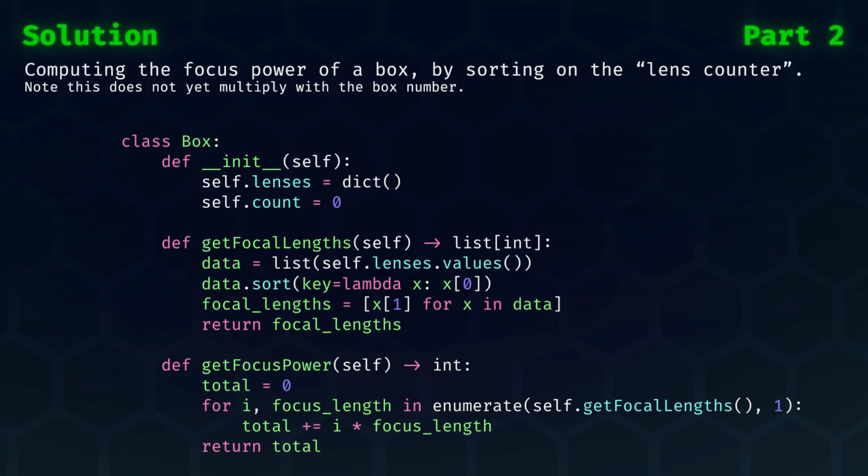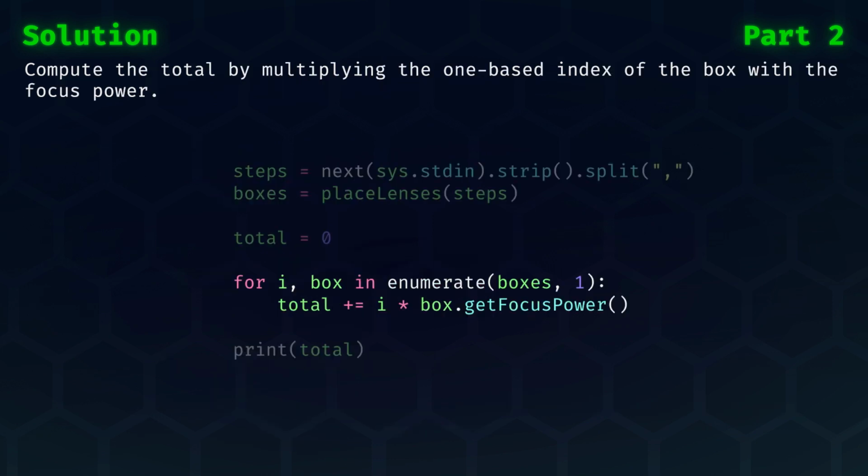The getFocusPower function then only needs to iterate over the focal lengths and multiply them out with the indices at which they are in the box. Finally, we of course need to multiply the focus power of the lenses with the index of the box in order to compute the total answer that we need for today's part 2.